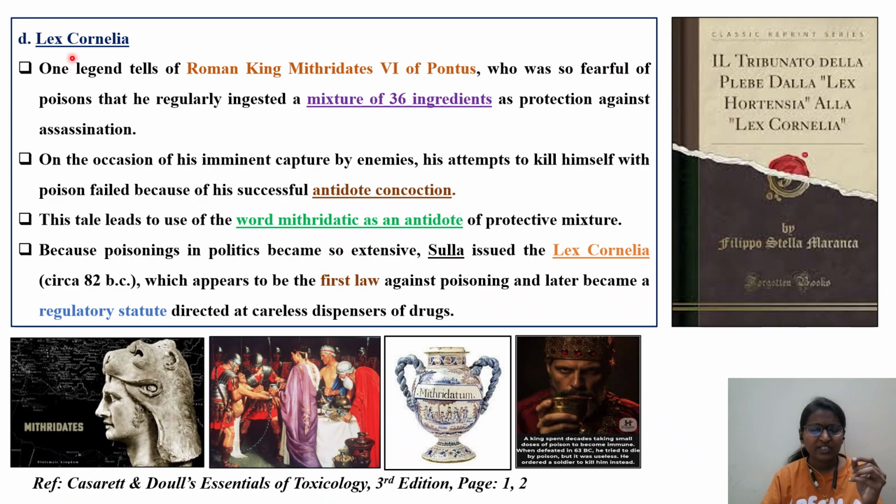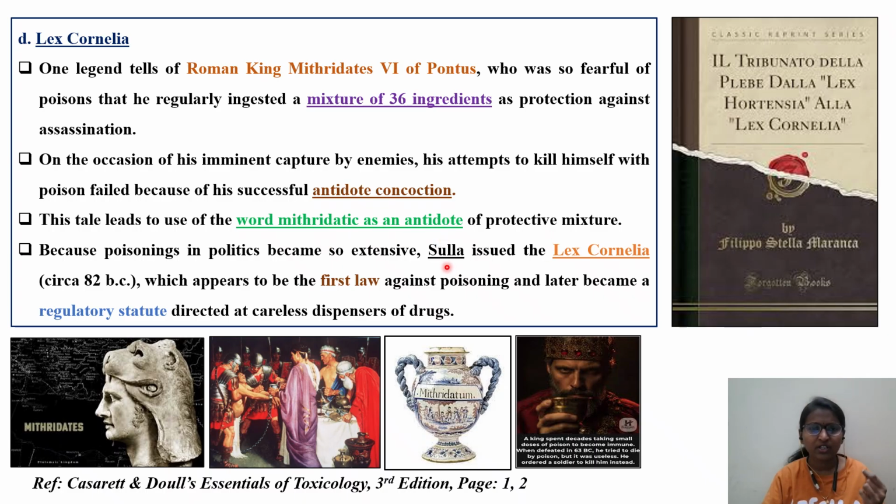Next, we had option D, which was Lex Cornelia. One legend tells of the Roman king Mithridates VI of Pontus, who was so fearful of poisons. So what this king did is that he started consuming a mixture of 36 ingredients of different poisons that were known at that time. And what was the purpose? He wanted to develop a resistance to these poisons, in case of an invasion by his enemies who wanted to kill him. This was his antidote concoction. This tale led to the term mithridatic, for this protective mixture.